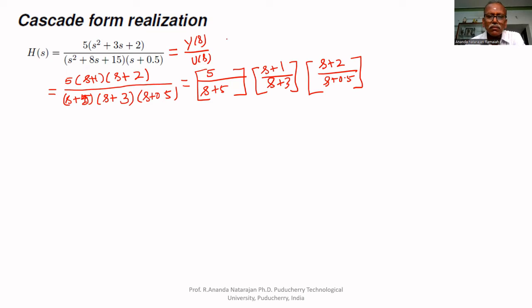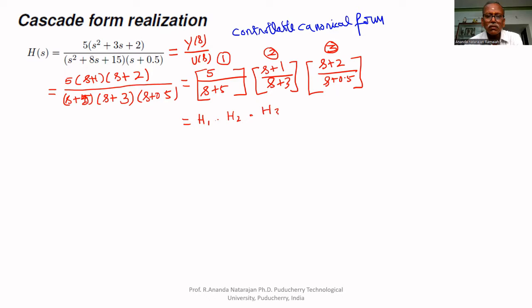We have to realize these 3 transfer functions separately, and we have to cascade. So we have to realize each in controllable canonical form. For that, let us consider each one can be named as H1, H2, H3. H of S is H1 of S, H2 of S multiplied by H3 of S.